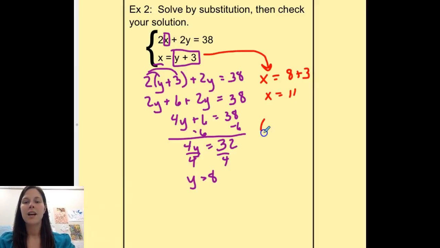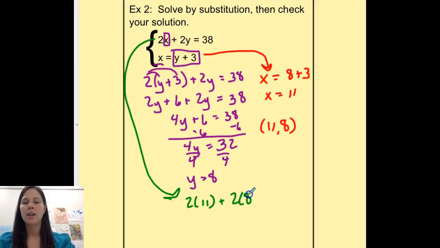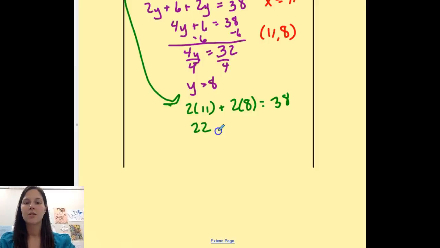My solution, x value goes first, 11, 8 is the ordered pair where these lines would meet on a coordinate plane. Checking my solution in that first equation, I will replace x with 11 and y with 8 and check to make sure that it totals 38. 2 times 11 is 22, 2 times 8 is 16, and 22 plus 16 is 38, so my solution checks out again.